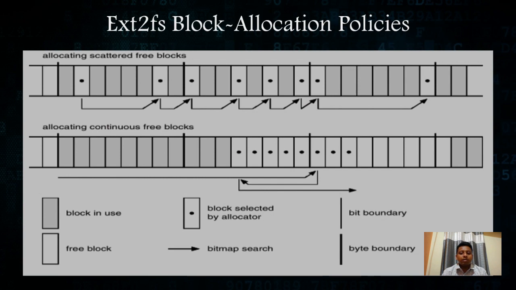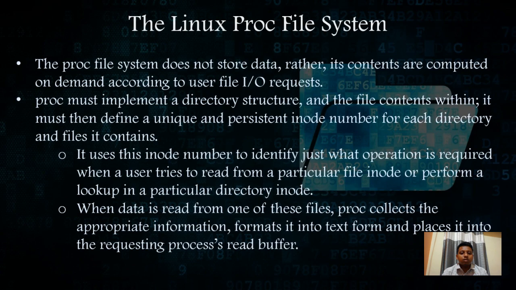Difference is bit and byte. Now let's look into the Linux proc file system. The proc file system does not store data, rather it contains computed responses to determine the allocation of user file input output requests. Proc must implement a directory structure and the files contained within it.